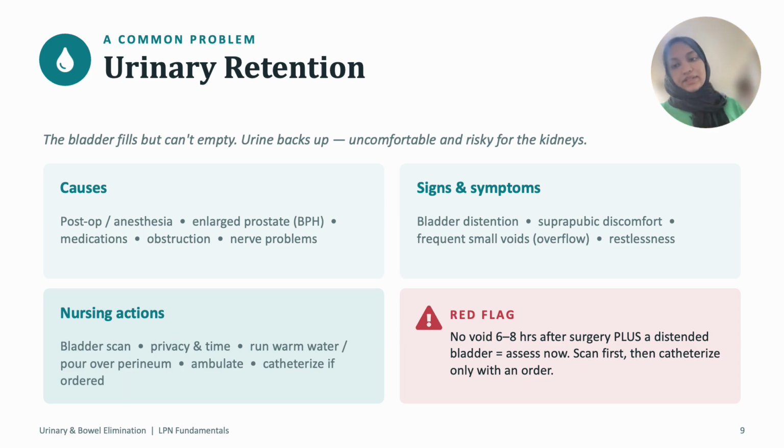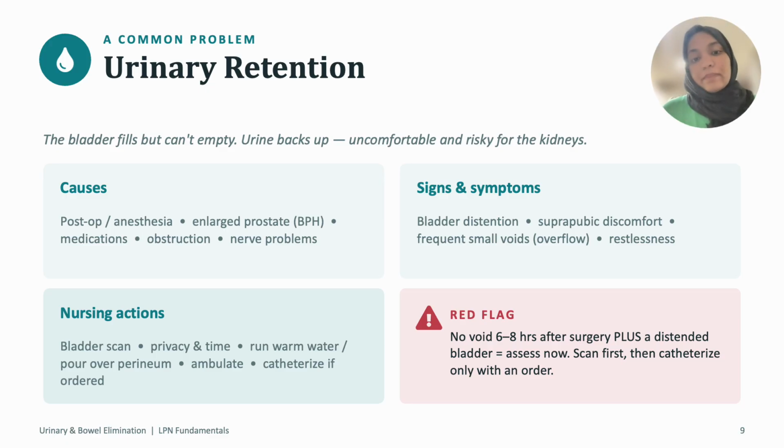So what you'll do as a nurse is scan the bladder, give privacy and time, try running water or pouring warm water over the perineum, and get them up and moving. You only catheterize if it's ordered, and the red flag is that if a post-op patient hasn't voided in 6 to 8 hours and has a full bladder, you have to act on that.